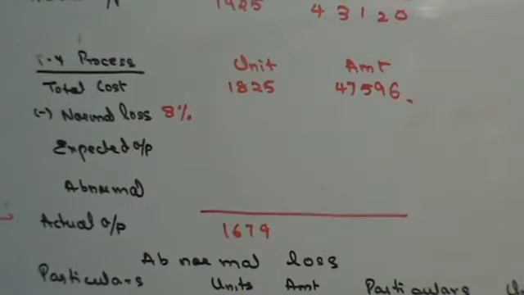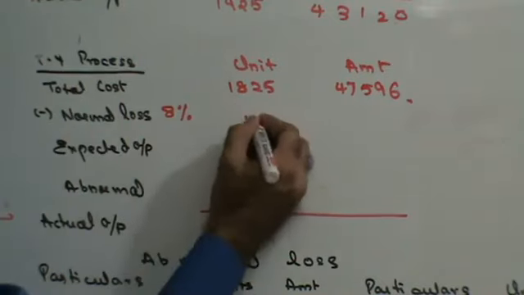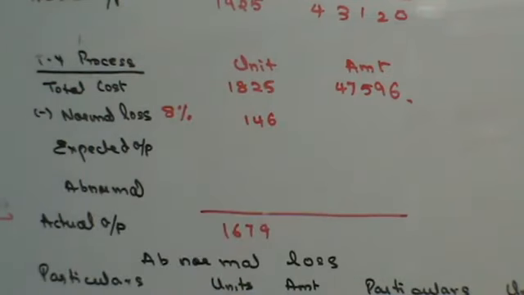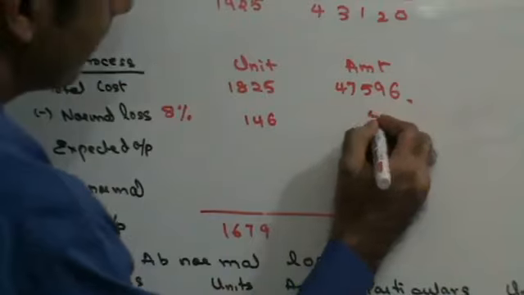Right? Once this is done, your normal loss is 8%. You calculate 8% on 1825. If I calculate 8% on 1825, I'll get 146. Right? How did I get 146? That's 1825 into 8%. Multiply that by the scrap value. The scrap value is given to you as 4 rupees. So 146 into 4 rupees gives you 584.